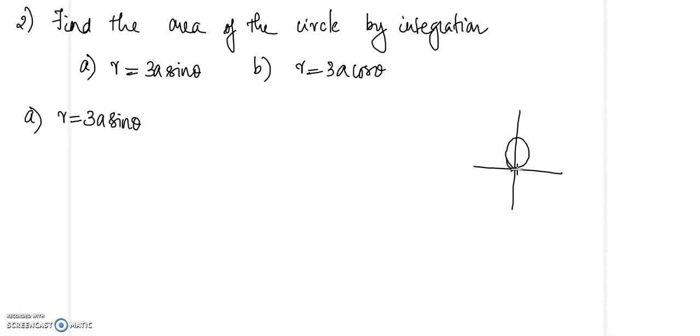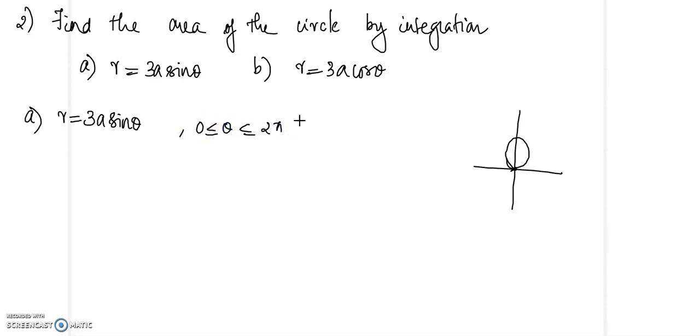When theta equal to pi by 2, the r value will become 3a, so that is this maximum value. And again when theta reaches pi, the value will become 0. So the circle is traced exactly once in the interval 0 less than or equal to theta less than or equal to 2 pi.